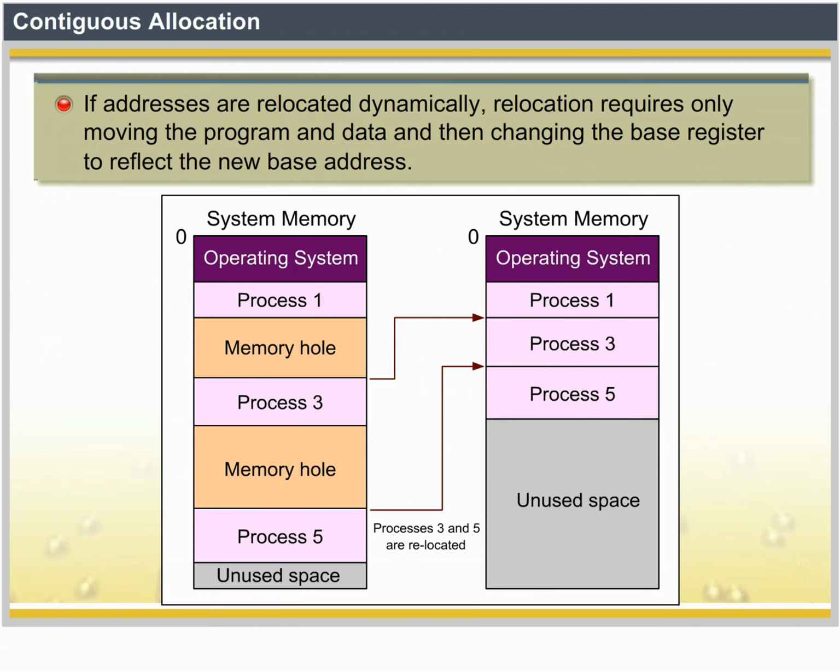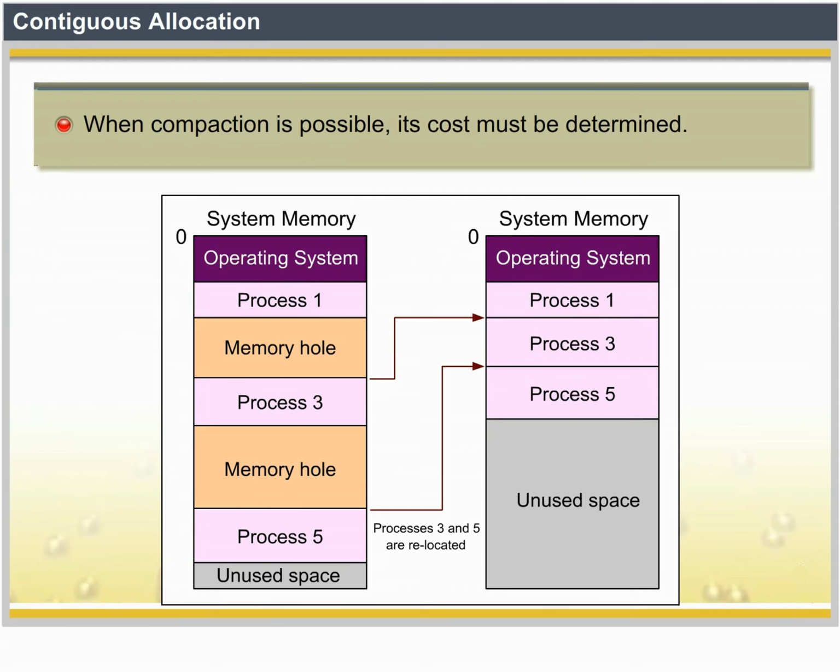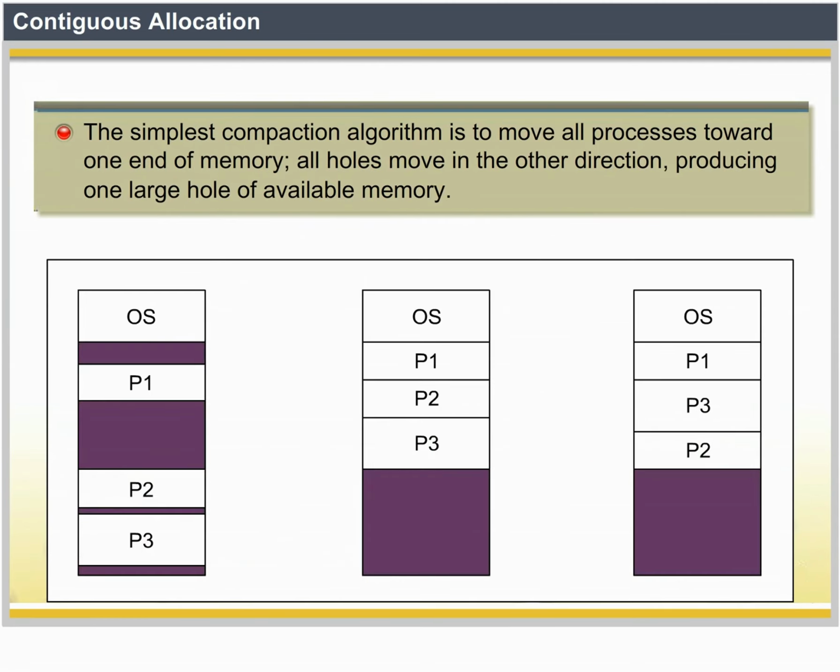When compaction is possible, we must determine its cost. The simplest compaction algorithm is to move all processes toward one end of memory.